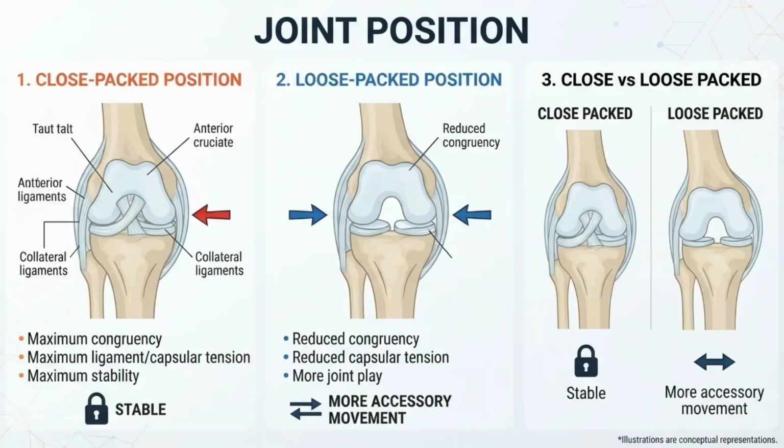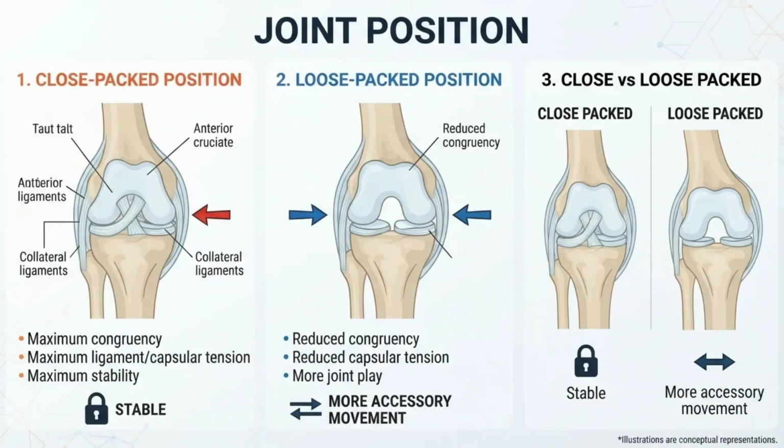Another important concept is the closed pack position. This is the position in which the joint surfaces are maximally congruent and the surrounding capsuloligamentous structures are generally under high tension. The joint is therefore very stable. Because the joint surfaces and surrounding tissues are tightly engaged, there is relatively little available joint play. The opposite concept is the loose pack position.